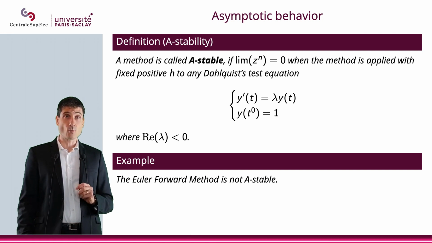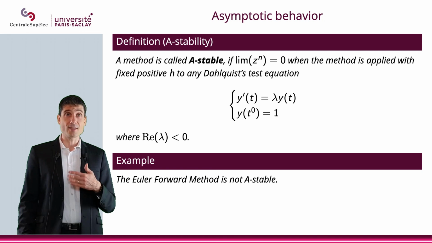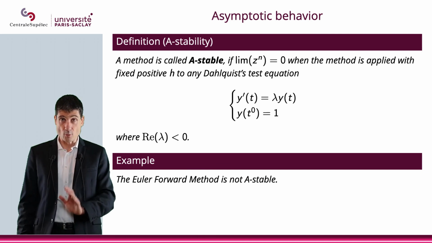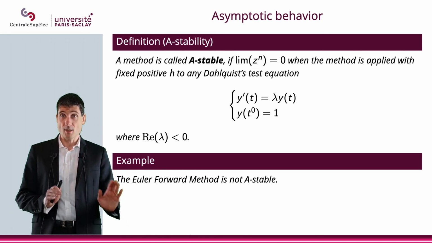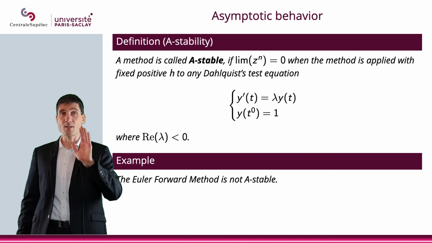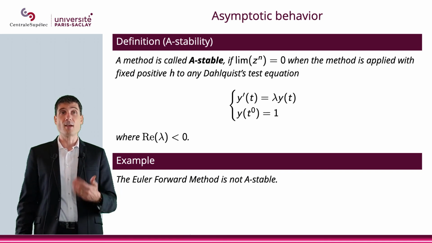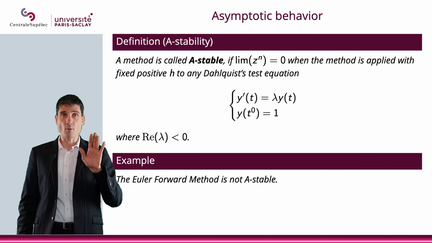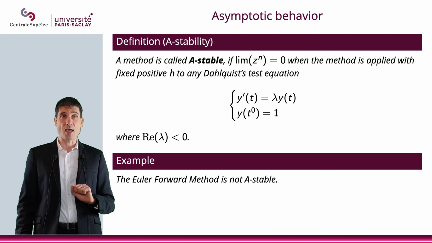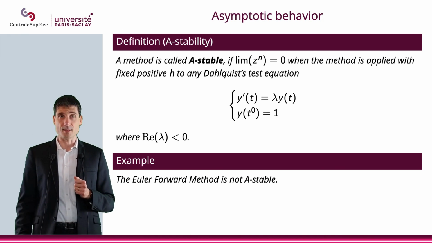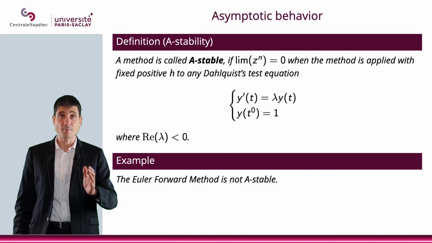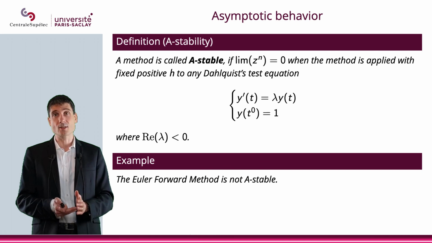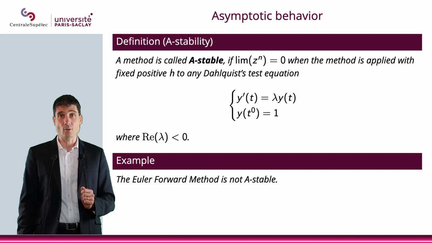A-stability: a method is A-stable if the limit of z_n equals 0 when the method is applied with a fixed positive h to any Dahlquist test equation. Okay, so we're not talking here about the stability of the equilibrium. Let's not confuse the stability of the equilibrium and the stability of the method. Here we're talking about the stability of the method. The method is A-stable if, when you apply it to the Dahlquist equation with lambda with a negative real part, then for any fixed positive h, you have limit of z_n equals 0. So obviously the Euler forward method is not A-stable, and that will lead the way to discussing a few other methods, and that's exactly what we're going to do in the next video.